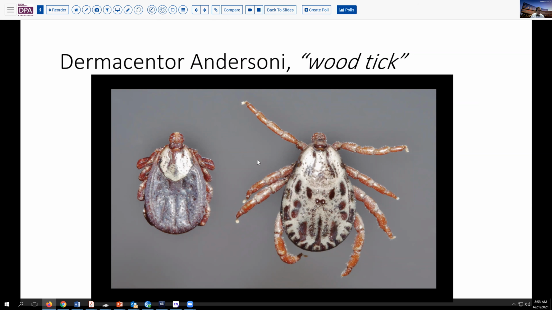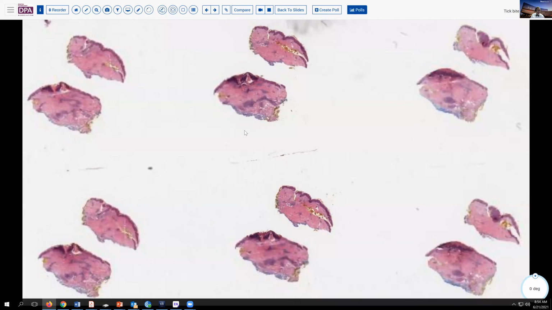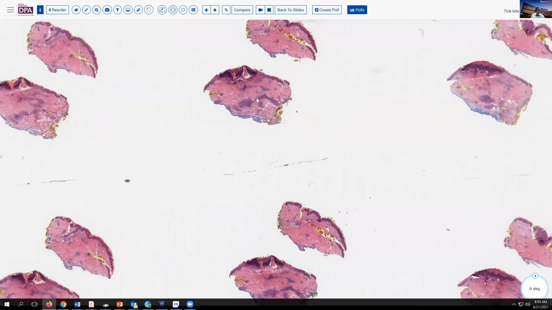He had been to the western woods in North America, and that's where this particular tick, the so-called wood tick, Dermacentor andersoni, is most frequently encountered. The female here on the right and the male on the left. So there was no mystery as to what the histology might show here, but I think it is a nice illustration of this process fully developed.